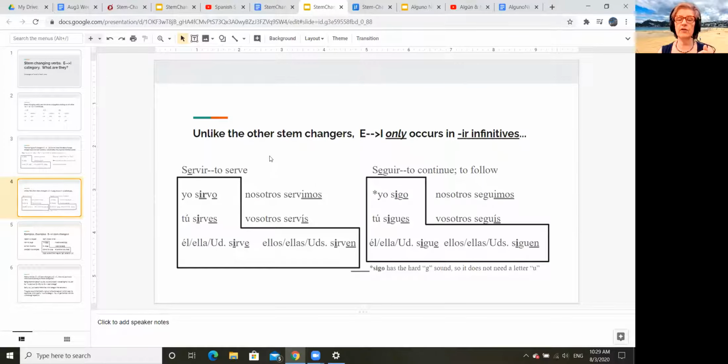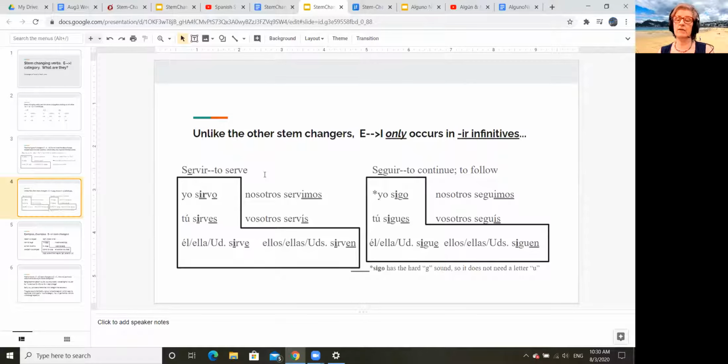Okay, let's take a look at two other verbs that use this same thing of E to just I, not E to IE. And this really only happens in the IR infinitives. Servir, to serve. So that's a nice cognate verb. It becomes yo sirvo, tú sirves, él sirve, ella sirve, usted sirve, ellos sirven, ellas sirven, ustedes sirven. But we go back to S-E-R for the nosotros: servimos. Or vosotros servís. Okay? Muy importante.